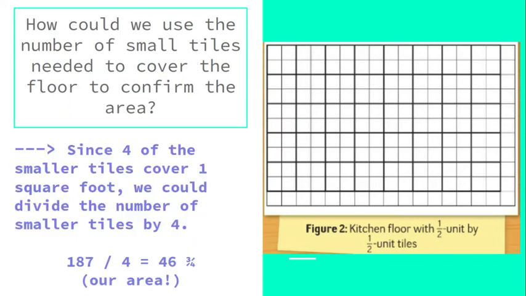How could we use the number of small tiles needed to cover the floor to confirm the area? Since 4 of the smaller tiles cover 1 square foot, we could divide the number of smaller tiles by 4. 187 tiles divided by 4, which is the number of tiles in a square foot, gets us our area of 46 and 3/4 square feet.